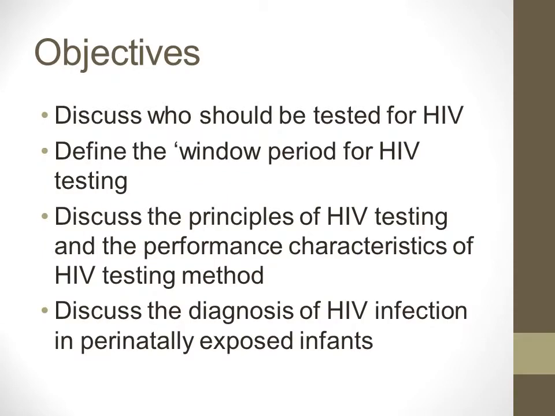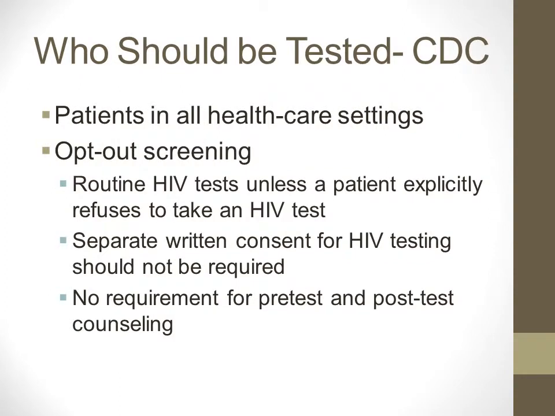In this module, we'll be discussing who should be tested for HIV. We should also be able to define the window period for HIV testing. We should be able to discuss the principles of HIV testing and the performance characteristics of HIV testing methods, as well as the diagnosis of HIV in perinatally exposed infants, which I think is unique and quite different from diagnosis in adults. So moving on to the first item on the objective, which is the question who should be tested.